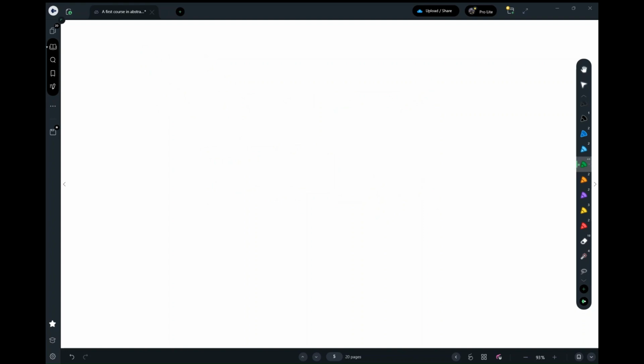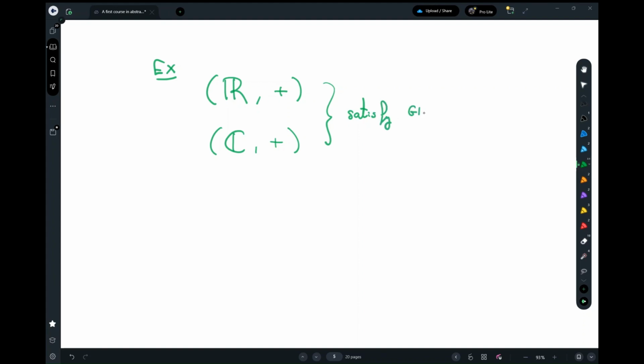The same way, we have that, for example, the real numbers under addition, or the complex numbers under addition, they also satisfy these properties G1 through G4. And there are other examples.